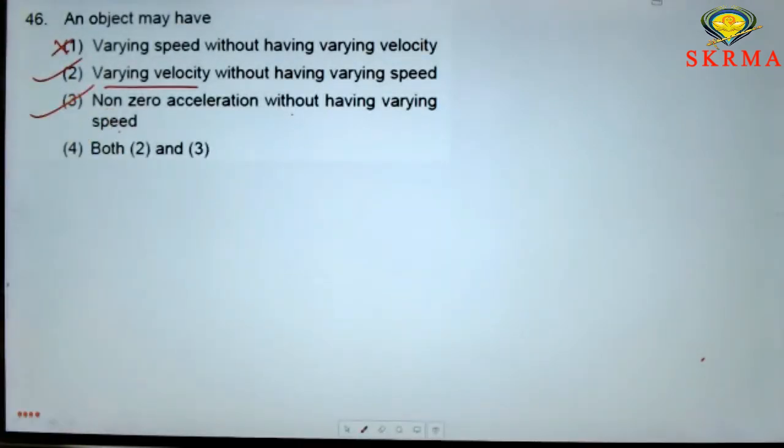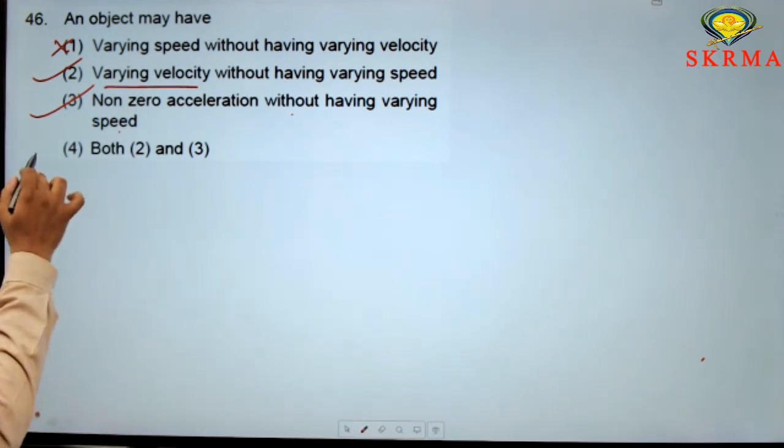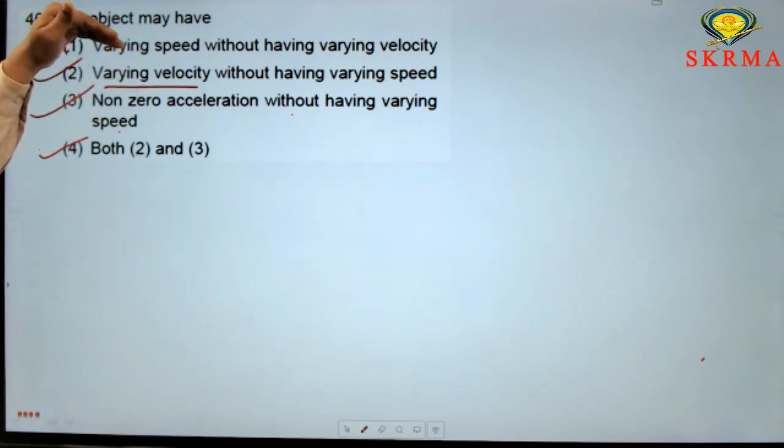Next, the third one: non-zero acceleration without varying speed. In circular motion only, that is possible. Acceleration is there, but speed is constant. Now go with the second and third. Why don't we select the first option, varying speed without varying velocity? If speed varies, velocity has to vary. And if speed is constant, velocity can still vary, as in circular motion.